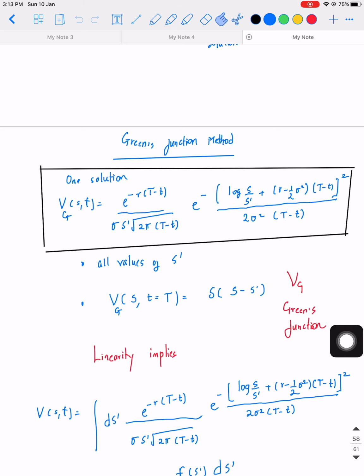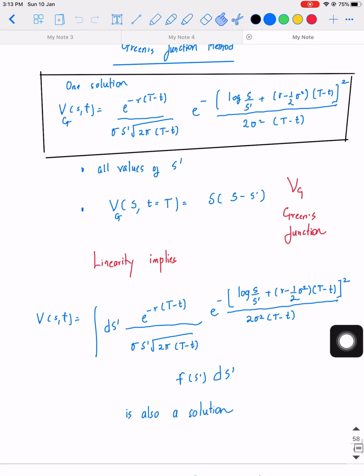This is one condition as far as this particular solution goes. When you put t equal to big T, it is a delta function of s minus s prime. Next, because the Black-Scholes equation is linear, any linear combination of solutions is also a solution.